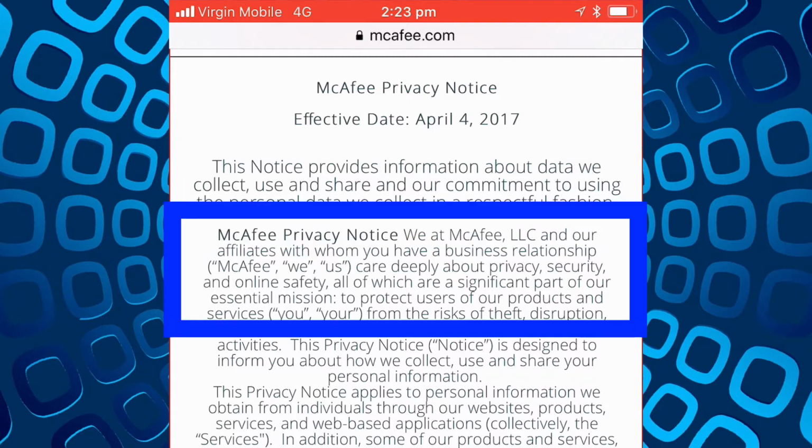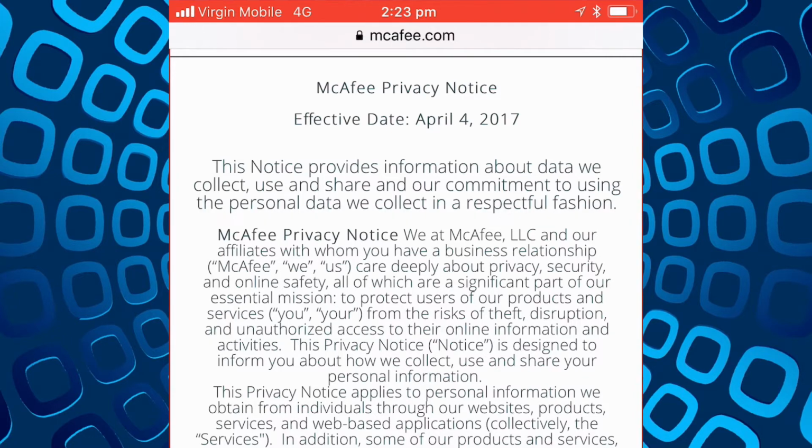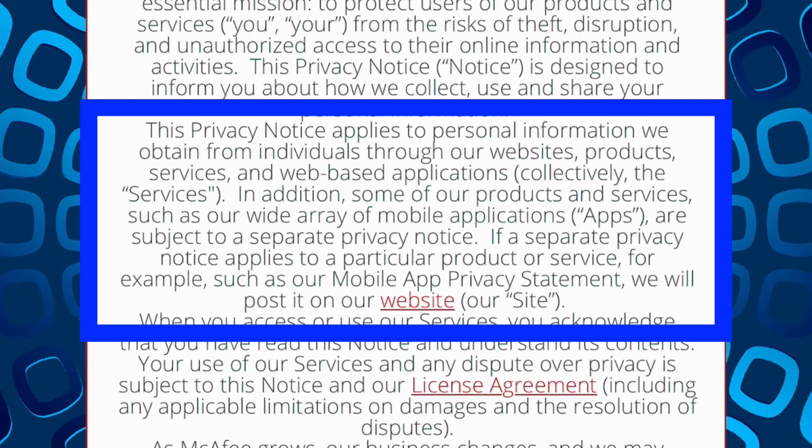Firstly, it defines who McAfee is, the McAfee LLC and affiliates. It specifies it applies to personal information obtained from individuals through websites, products, services and web-based applications, and some of the mobile applications subject to a separate privacy notice.